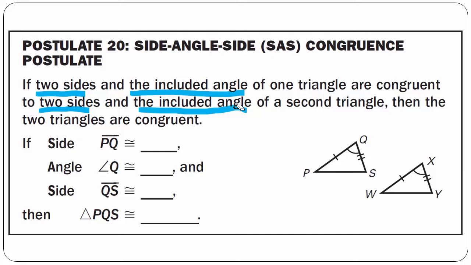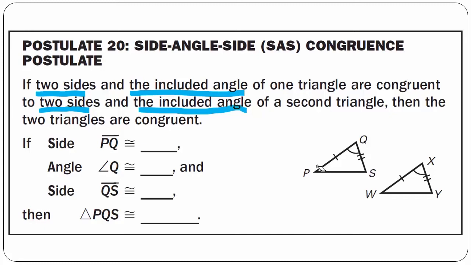This is really important to understand: the angle between the two sides, I call it an angle sandwich, is congruent to an angle between two sides of another triangle. When you have this case, then you can say that the triangles are congruent using the side angle side congruence postulate.